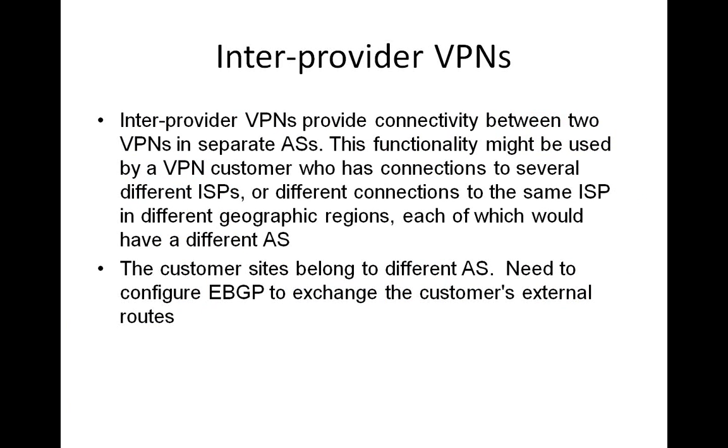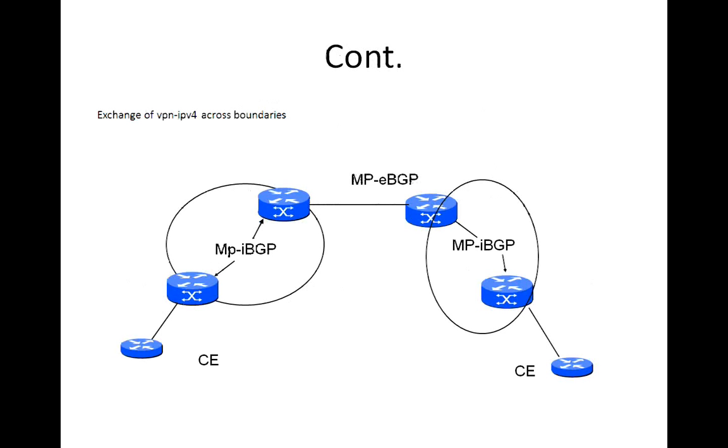Now, in the interest of time, let me rush through some of the possible situations that VPN customers might run into. It is possible that the two different VPN sites are in two different autonomous systems. This functionality might be used by a VPN customer who has connections to several different service providers, or different connections to the same service provider but in different geographic regions, each of which could have a different autonomous system. Now, this is an interesting problem which is depicted in the next slide here.